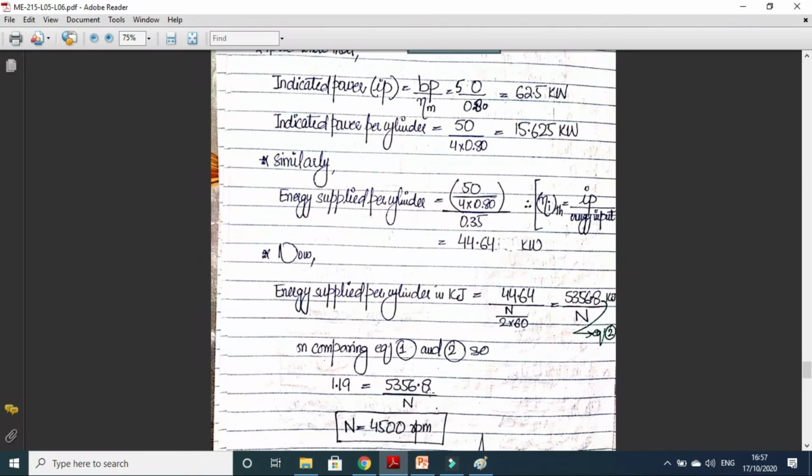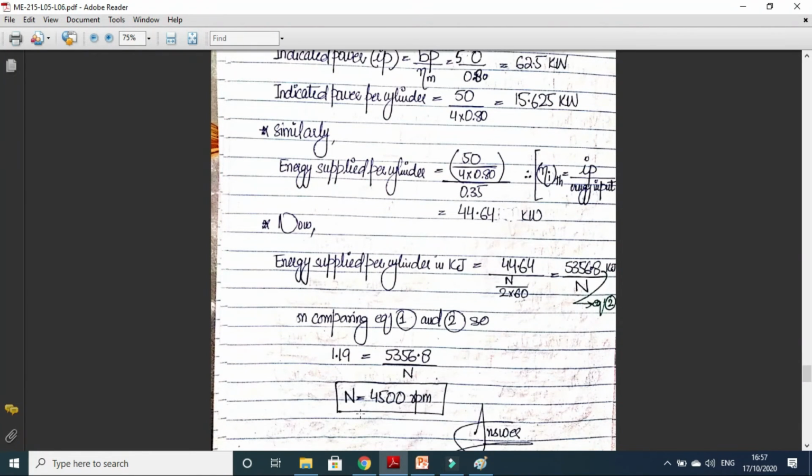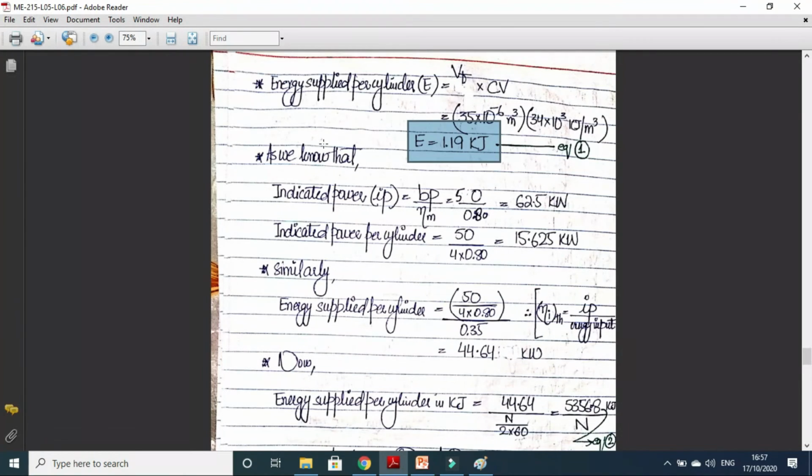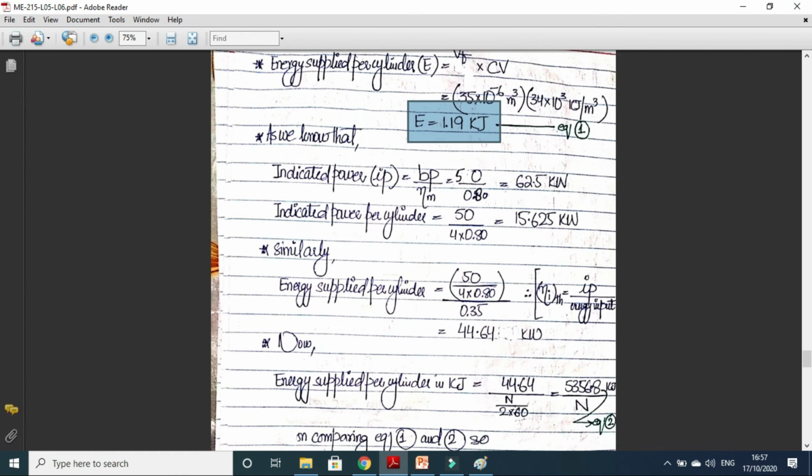Then this comes out to be 45,000 rpm. This was required. So we calculated the energy supplied by burning fuel in two different units, one in kilojoule and one in kilowatt, and then we compared these two quantities. In order to make these two quantities equal, we need to multiply kilojoule with 1 upon second, and this we can do with the help of rpm.